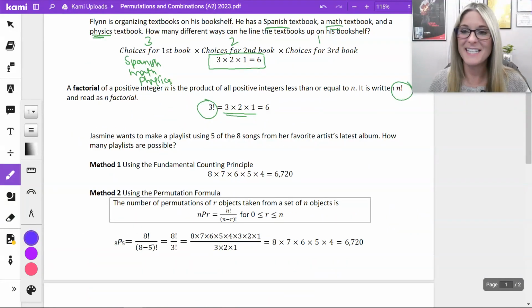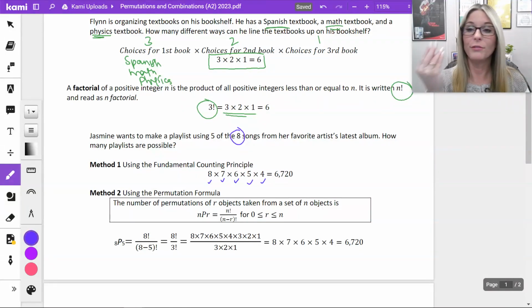Let's look at our next example here. Jasmine wants to make a playlist using 5 of the 8 songs from her favorite artist's latest album. How many playlists are possible? So you have 2 choices here. You could, method 1, use the fundamental counting principle, where of the 8 songs, we're doing 1, 2, 3, 4, 5. Or think about Flynn and the textbooks. So for that first song in the playlist, there's 8 songs that Jasmine can choose from.